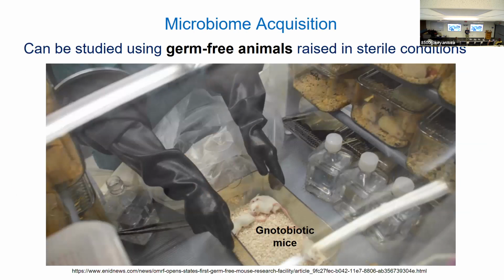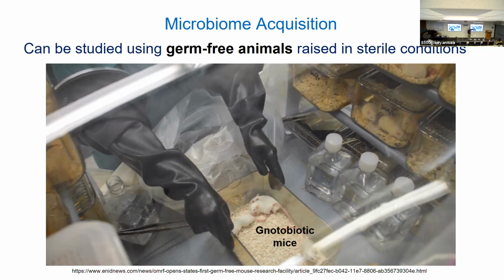We can use what are called gnotobiotic animals. Usually it's mice. You can see there are some little mice there. They grow them in a sterile environment. Usually the mice are produced by cleaning the mother and feeding her high doses of antibiotics. Then they remove the babies by C-section and put them in a new sterile chamber, where they grow and are fed sterile food and all these kinds of things.